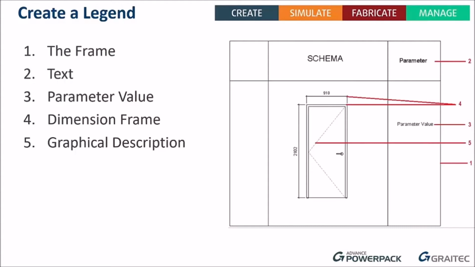We also have in there something called the dimension frame. Now, it's a bit hard to see as a dimension frame. All you can actually see is the dimensions that are in there, the 910 and the 2102. But in reality, there's actually a smart frame around that door, so that when the legend is generated, as the door sizes change within our legend, the legend frame will automatically adjust size as well, and the dimensions will update accordingly as well. And then, of course, we've got the graphical description in there of the object that we're trying to display.